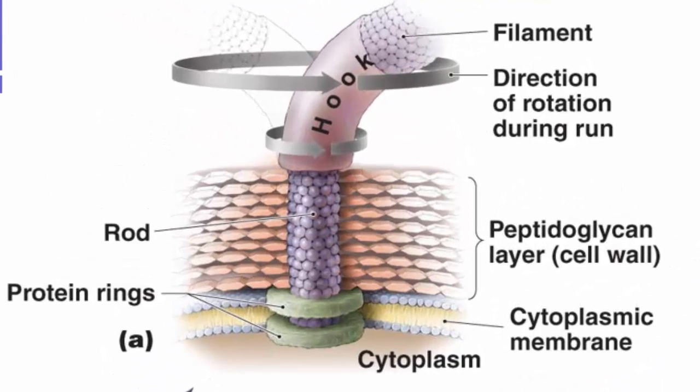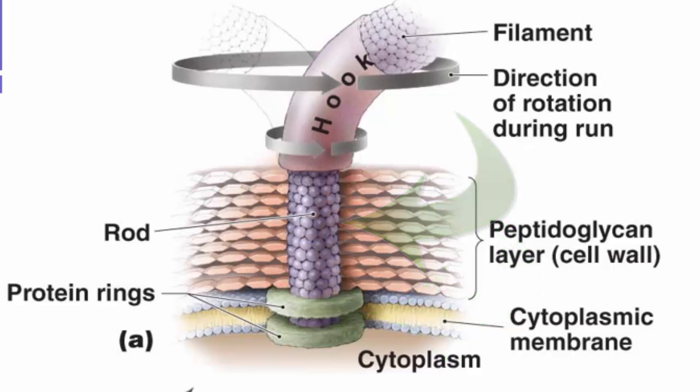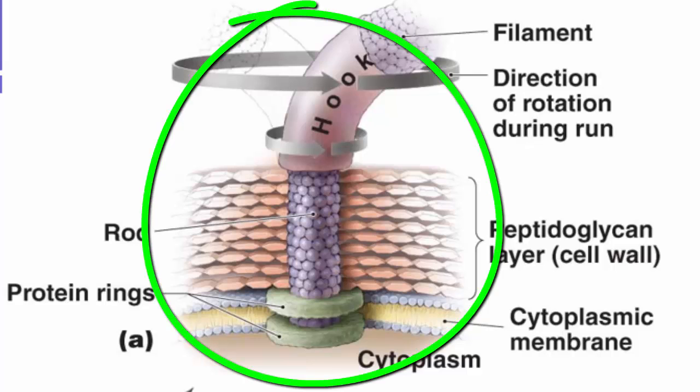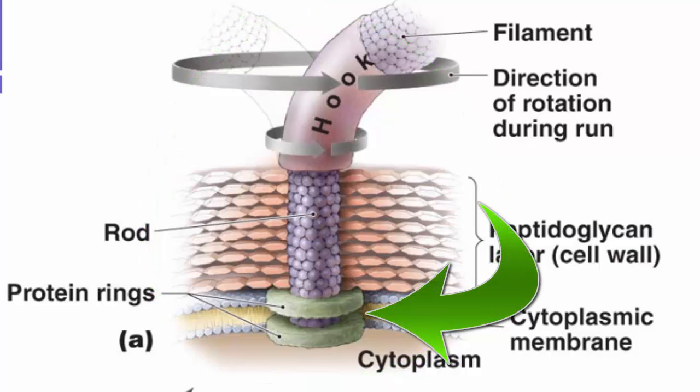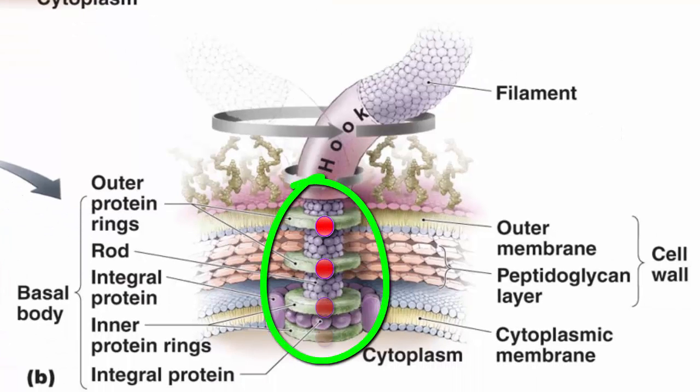Here's the drawing. We have the protein rings of the basal body and the rod, the hook, which will provide rotation, and the filament that would continue on up here. This is found in a gram-positive. The gram-positive will have 2 rings in the basal body, and this shows the gram-negative, which has 4 rings in the basal body. Because the gram-negative cell wall is thinner than the gram-positive, we basically need more proteins to actually anchor the flagella to the cell wall and cell membrane.